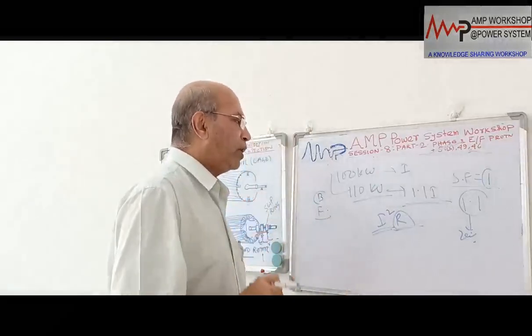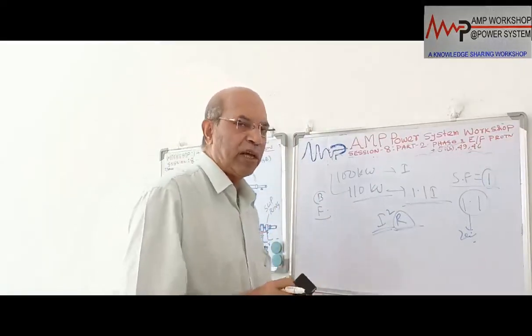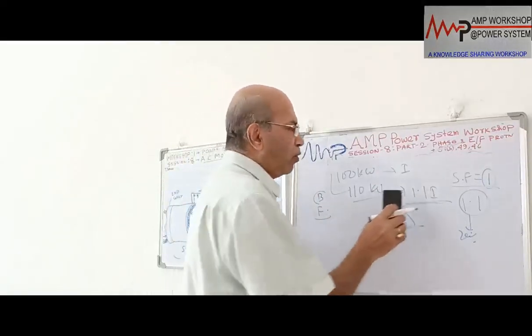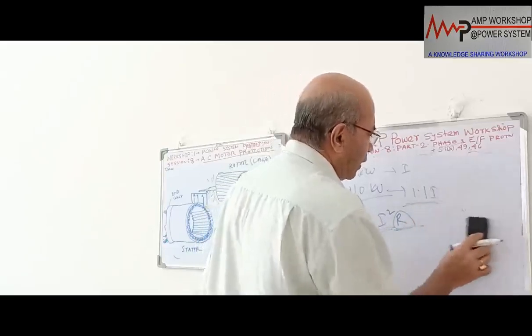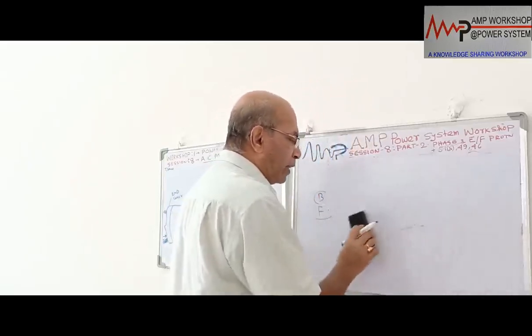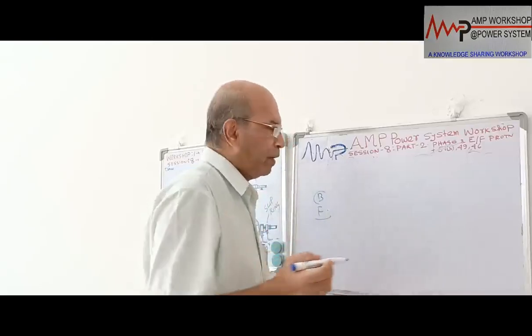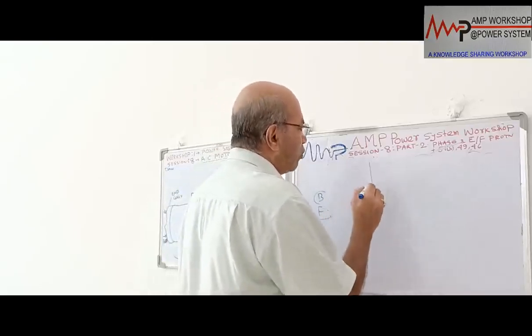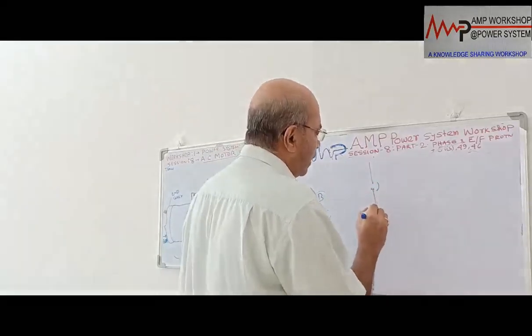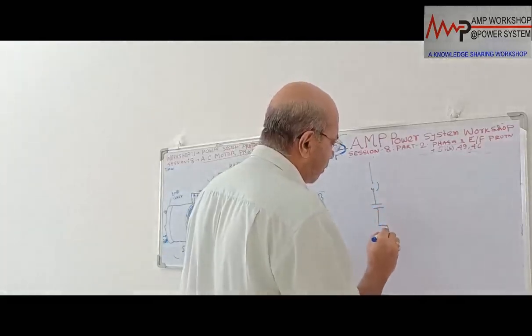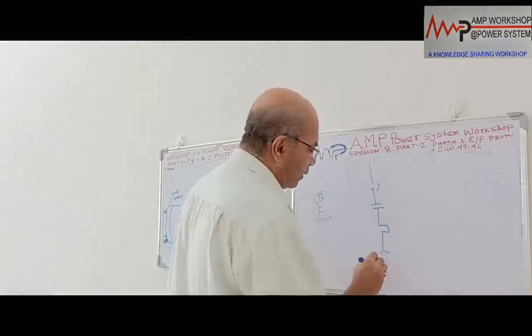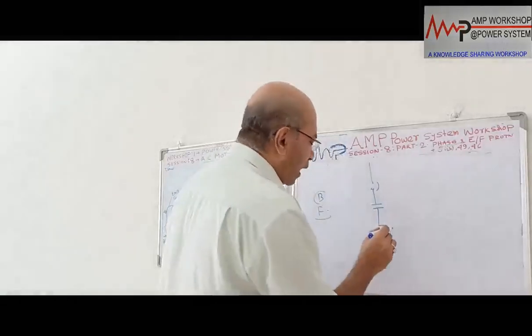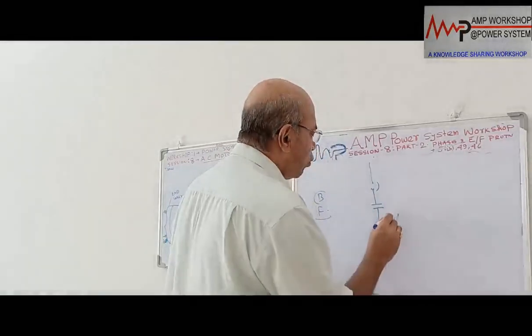Now overload protection we can provide normally in a small size motor. If you see the motor starter, there is a thermal overload relay. The thermal overload relay could be bimetallic type or it could be solid state type. If you see the motor circuit, there is an MCB, then there is a contactor, then the thermal overload relay, and the motor is connected. This is a normal small size motor. When this thermal overload relay operates, it will immediately open the contactor.